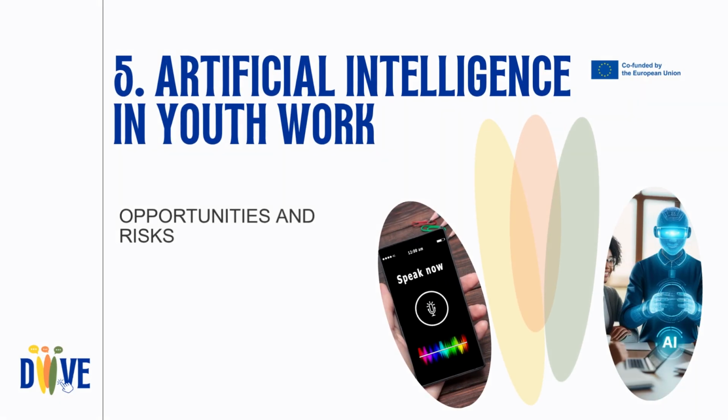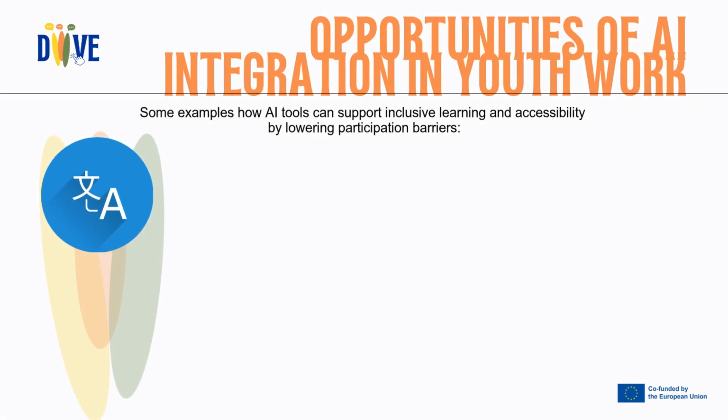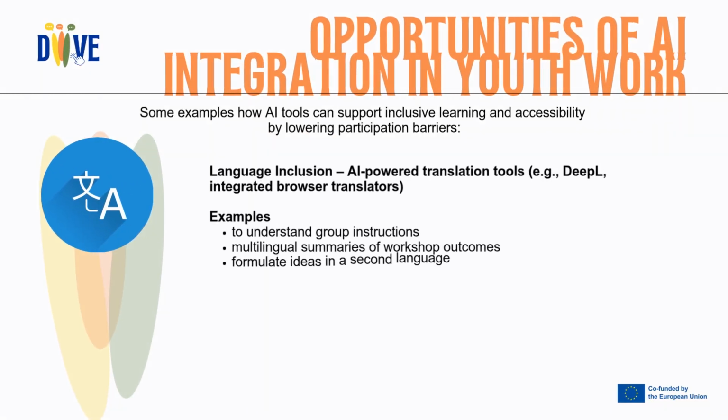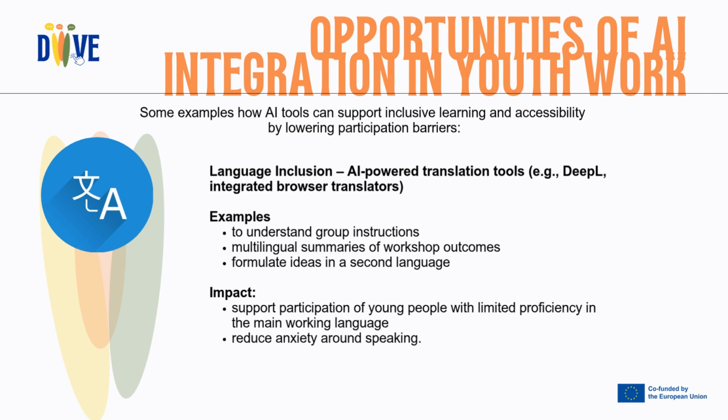Artificial intelligence in youth work: opportunities and risks. Language inclusion: AI-powered translation tools like DeepL or integrated browser translators. For example, during an international youth exchange, participants can use real-time translation tools to understand group instructions. Or, youth workers can prepare multilingual summaries of workshop outcomes.